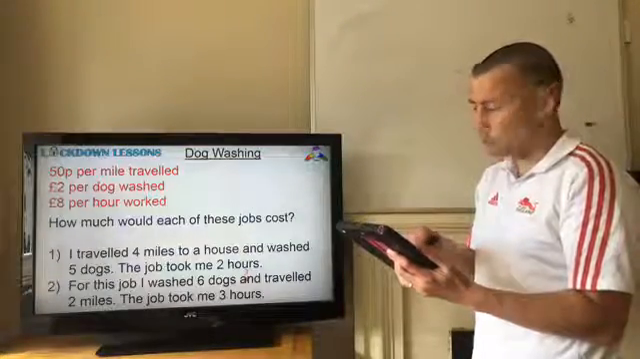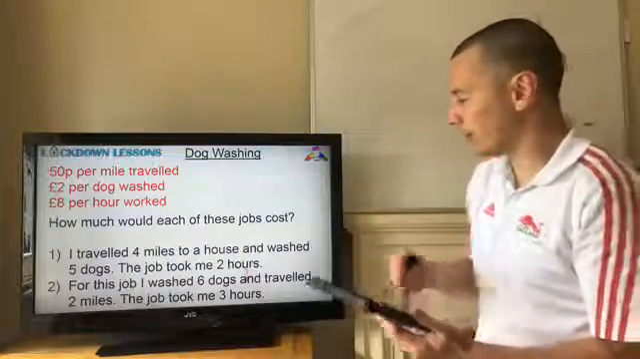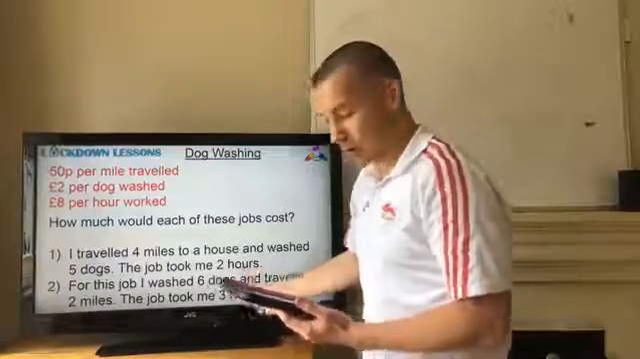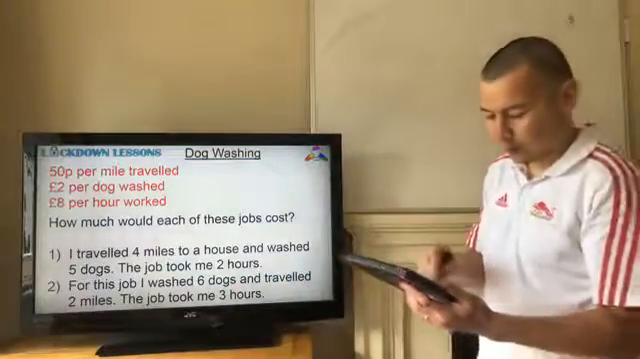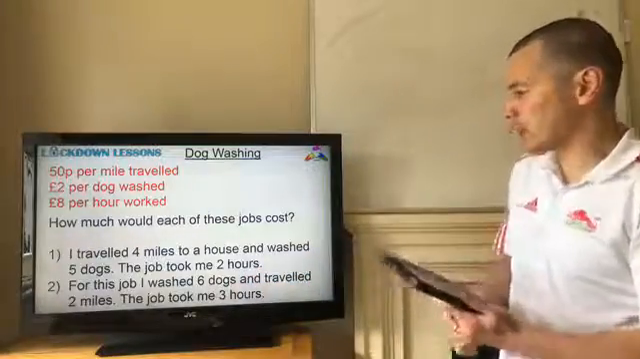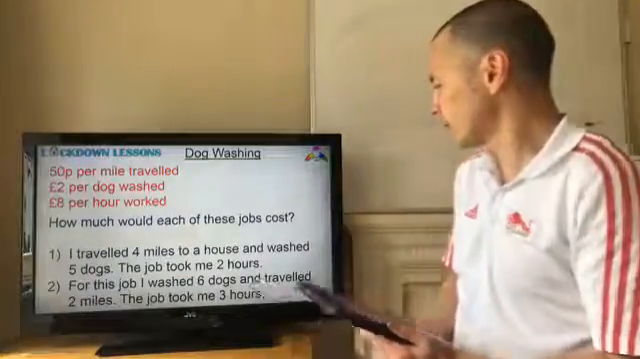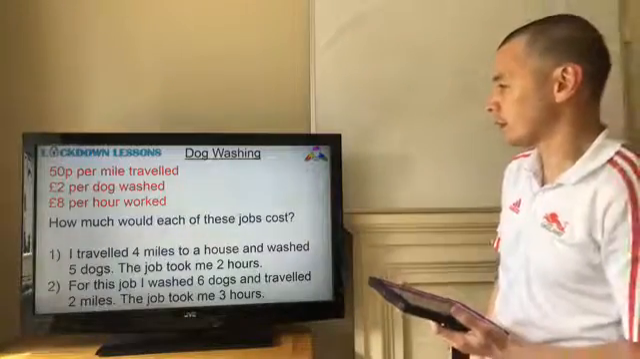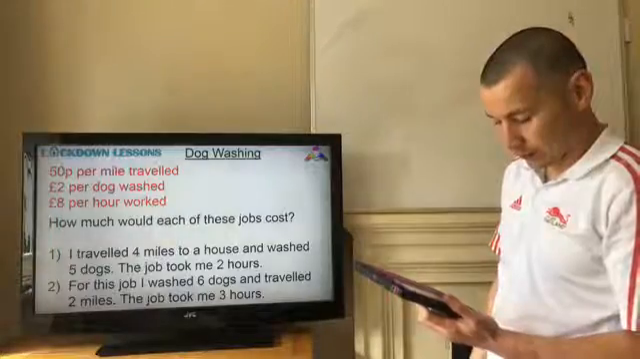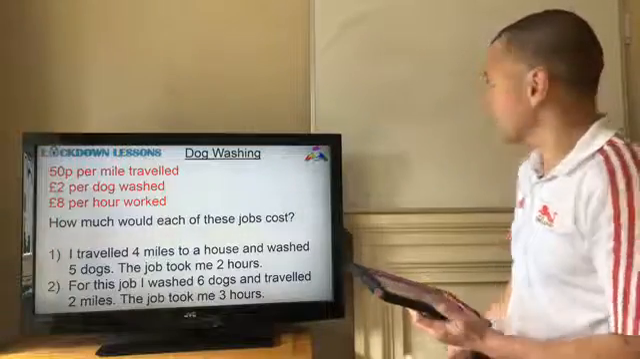It looks like we're agreeing on £28 for the first one. A few different ones for the second one. Okay, let's have a look.